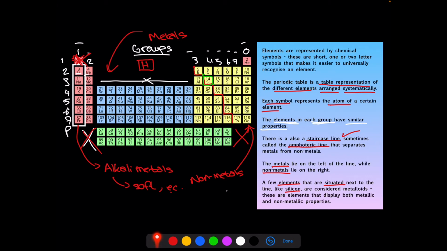And what that means, metalloids, is that they're elements that display both metallic properties and non-metallic properties. In some ways they behave like metals, and in some ways they behave like non-metals. They're somewhere in the middle, and that's why they're right next to this line. So it's kind of going from metallic to non-metallic as we go here, okay? Metallic to non-metallic.